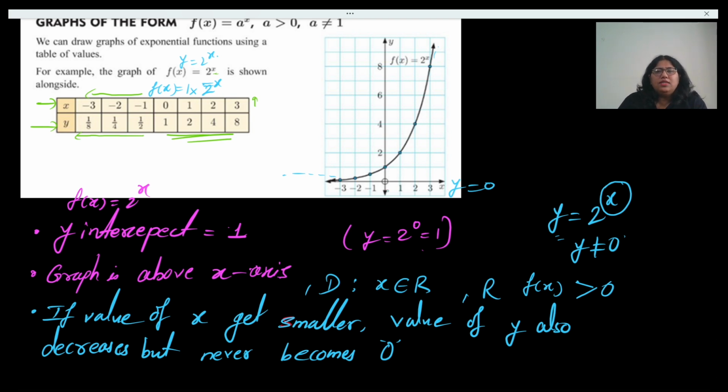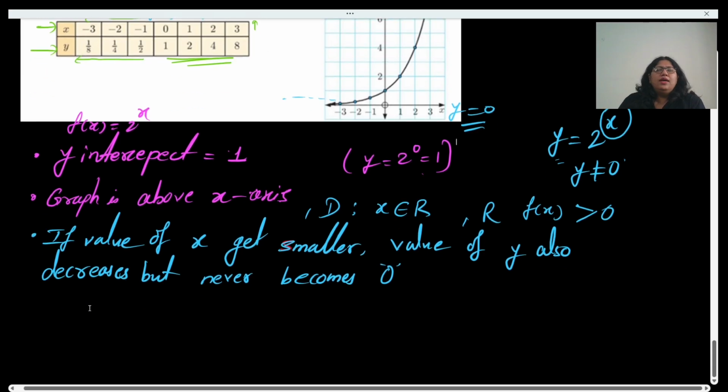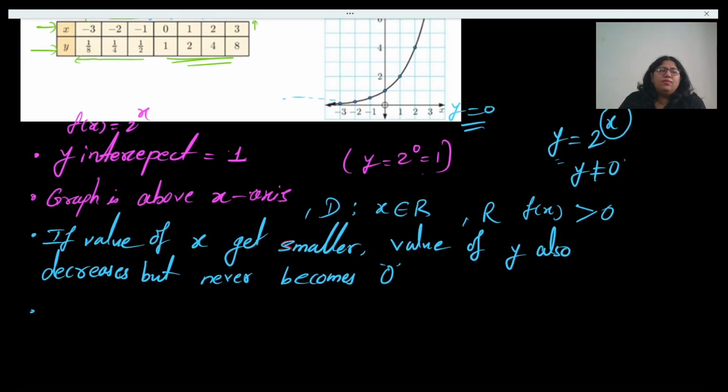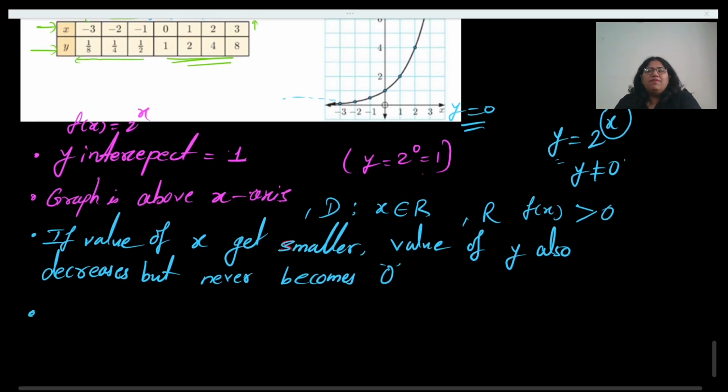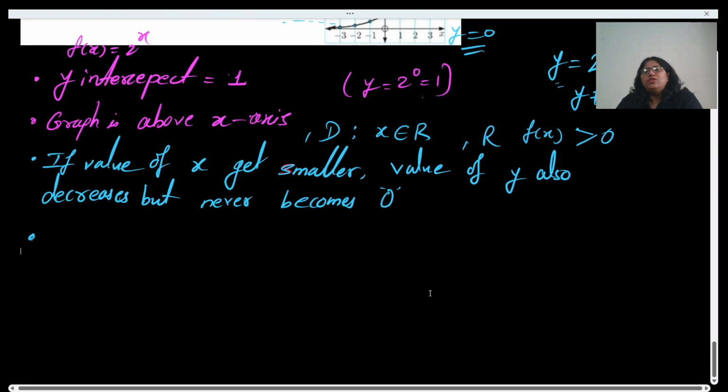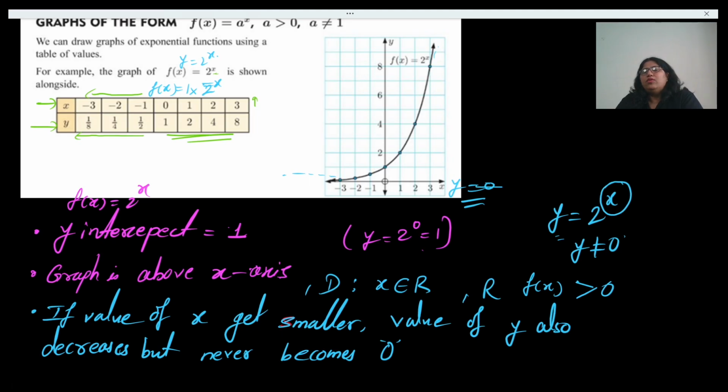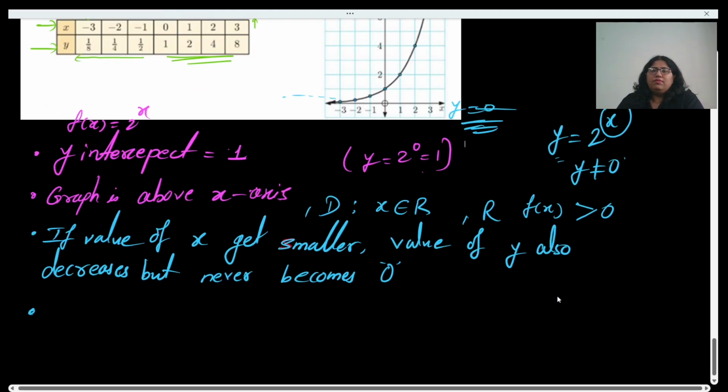Because this graph is never going to cut y equals 0, that is why the word asymptote comes in. That means the value tends to 0, but here we will never get 0. So for which value is it never going to become 0 here? y equals 0.